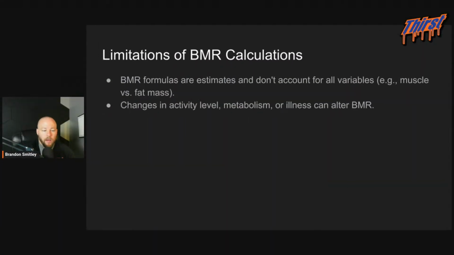So limitations of BMR calculations, first and foremost, are that BMRs are formulas and are estimates, and they don't account for all variables, like muscle versus fat mass. They just generally look at weight as a whole to give you those numbers. And they also don't factor in changes in activity level, metabolism, or illness. And those can all affect your BMR as well. So BMR is, again, just a rough estimate, but it's a good place to start to understand what your body's going to need at that particular point in time.